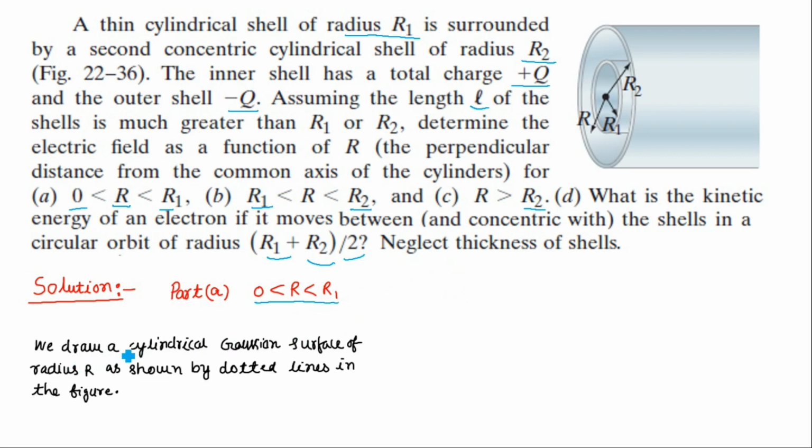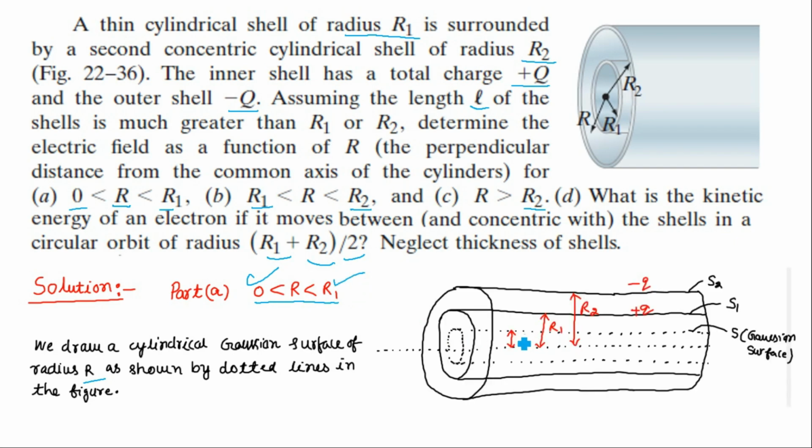We have to draw a cylindrical Gaussian surface whose radius r is more than 0 but less than r1, as shown in this figure. You can see this dotted cylindrical surface is the Gaussian surface. We draw it by ourselves.